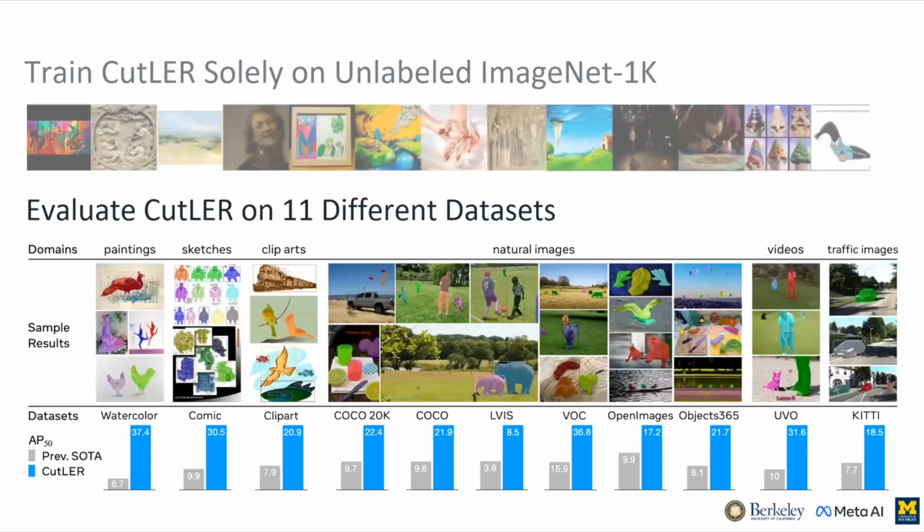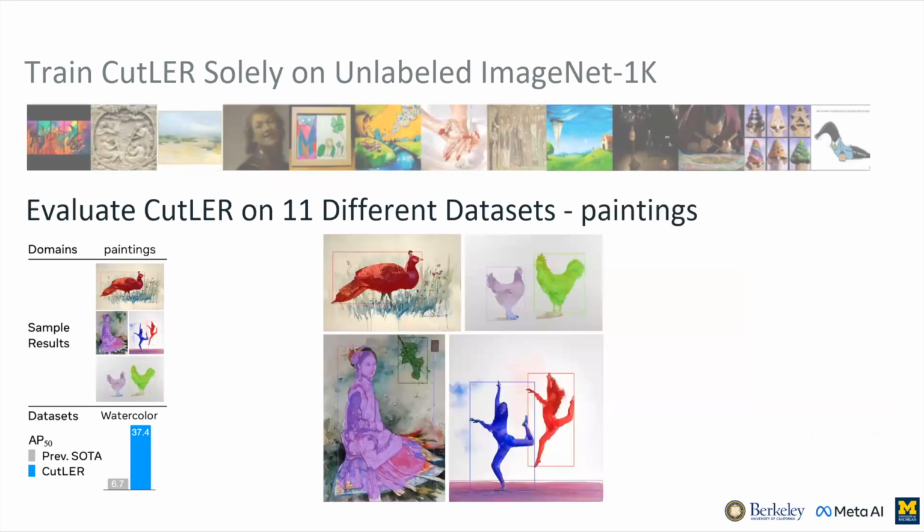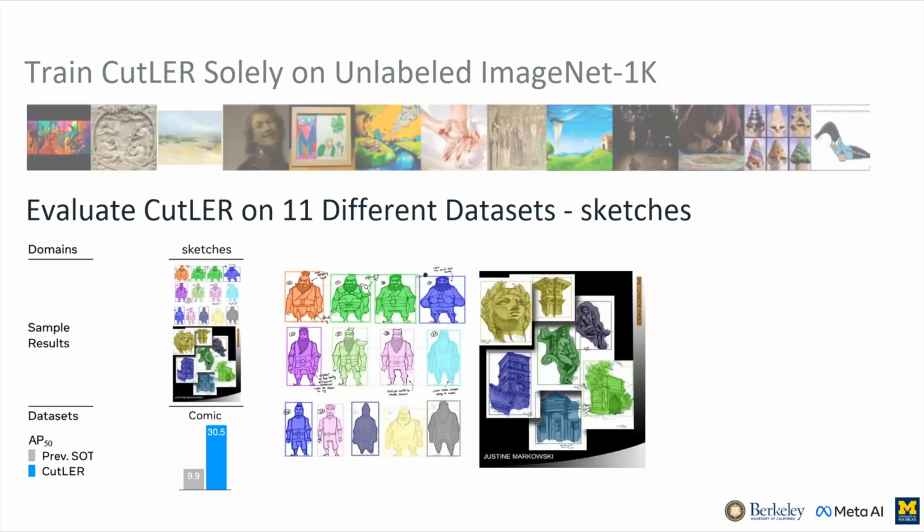So we train Cutler solely on unlabeled image data, and then we can evaluate it on 11 different datasets, ranging from paintings to videos and traffic images. And on each of them, the Cutler model significantly beat the state of the art as of the time of this work. So here are some results on paintings; it works across a wide number of domains. This is the advantage of using a pre-deep learning method, something that doesn't use labels, but uses notions of grouping and spatial consistency, such as in normalized cut.